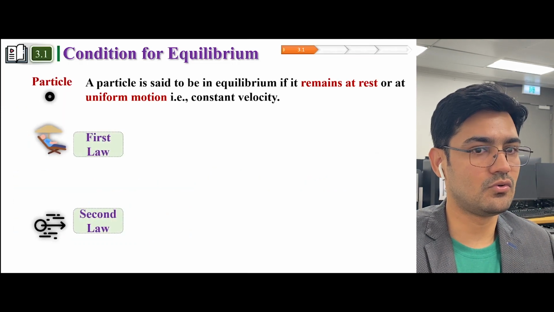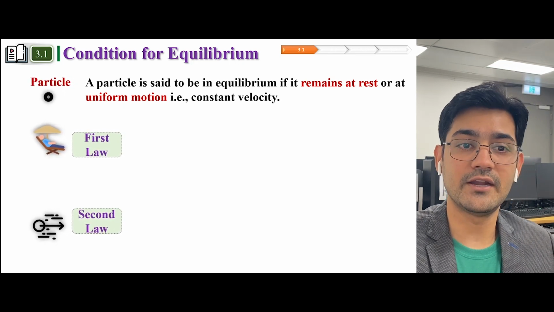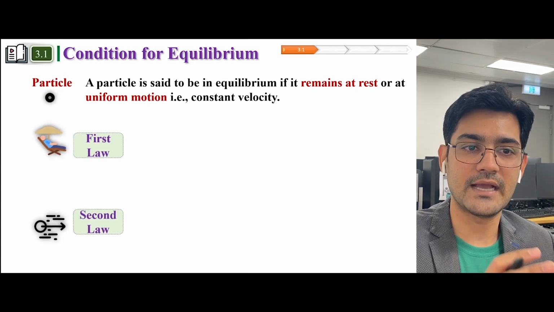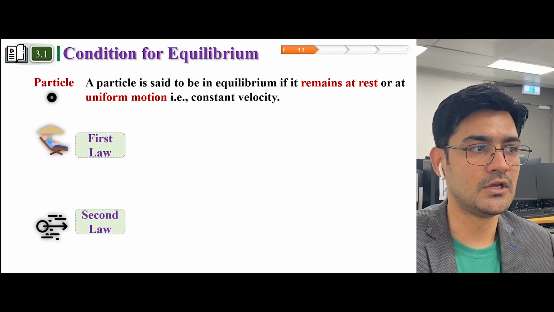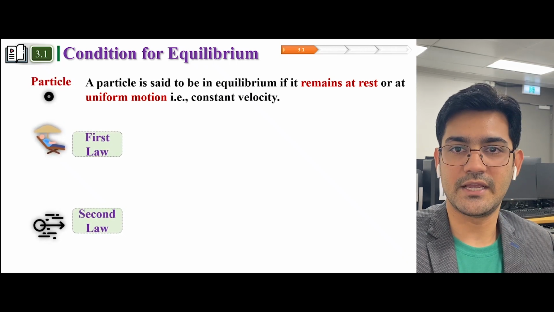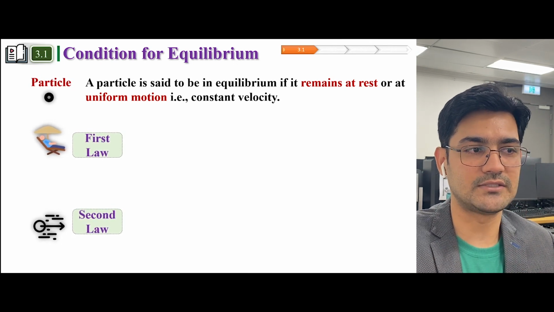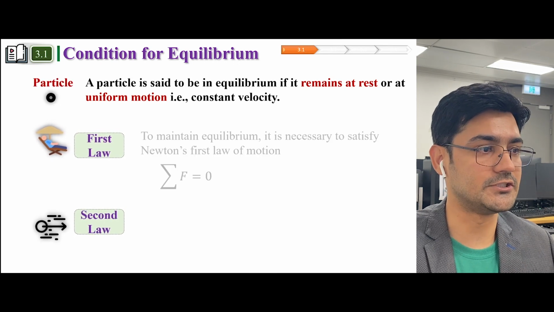Okay, so a particle is said to be in equilibrium if it remains at rest, if originally it was at rest, or has a constant velocity if originally it was in motion. So basically, what it says is that a particle is said to be in equilibrium if it remains at rest, or at uniform motion, which is constant velocity.